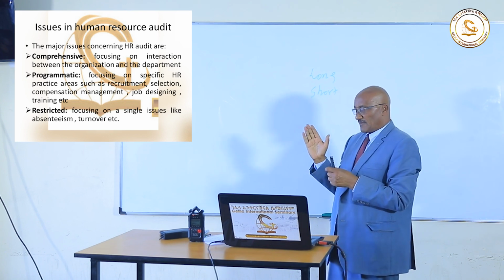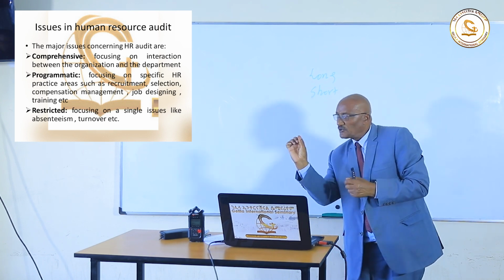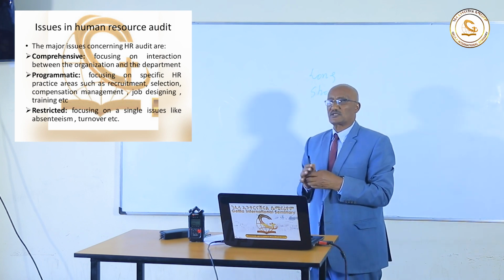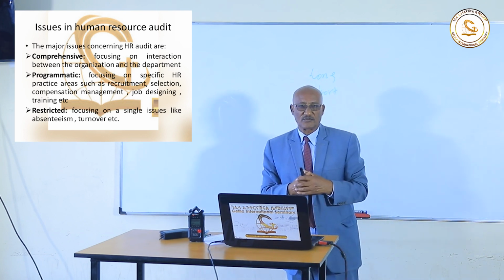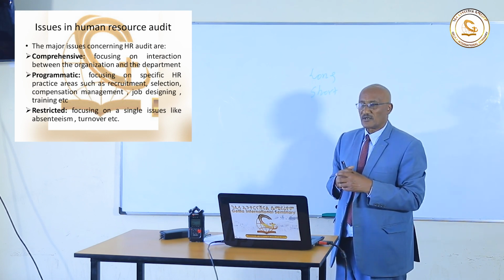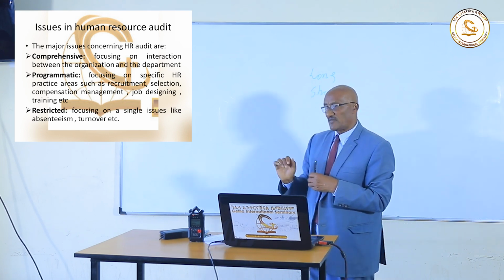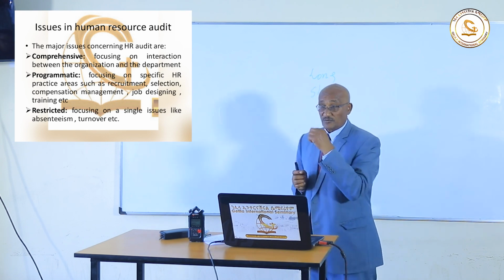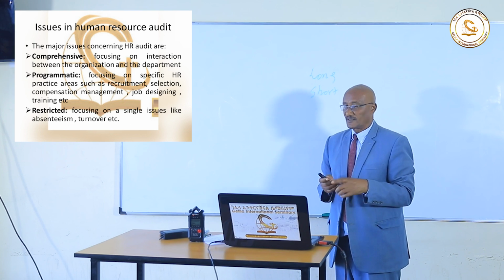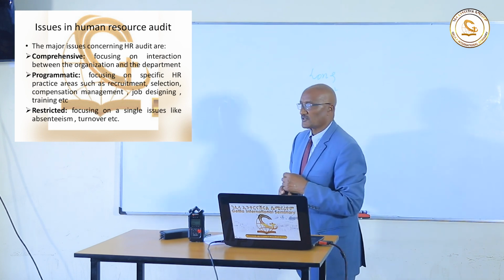The first one is about the relationship between the individual and the organization. Second one is program level. Third one is issue level, a specific issue. How is Mr. X in terms of absenteeism? How is Mr. X in terms of turnover? How is Mr. X in terms of time management? How is Mr. X in terms of communication with people, with the organization? These are some of the points.